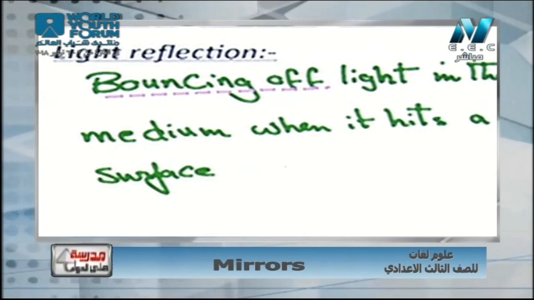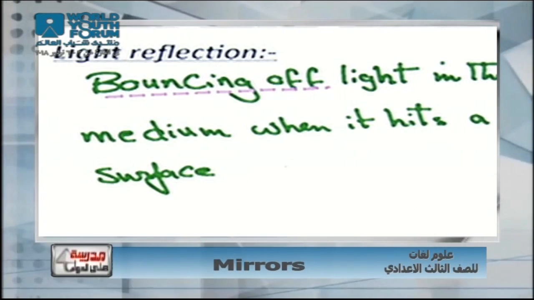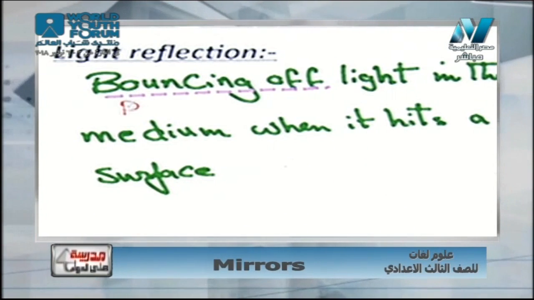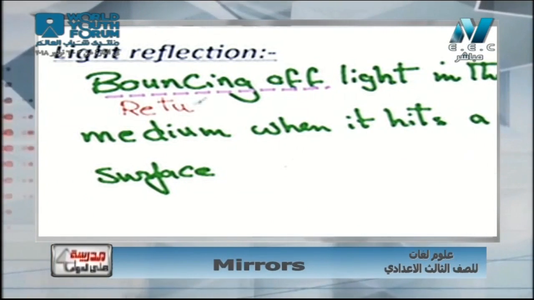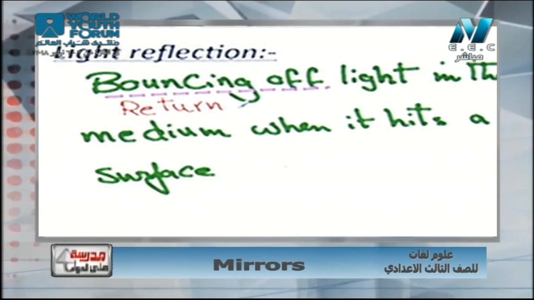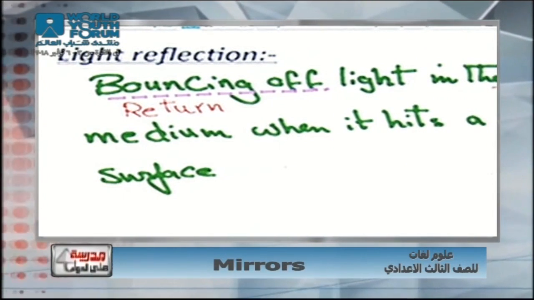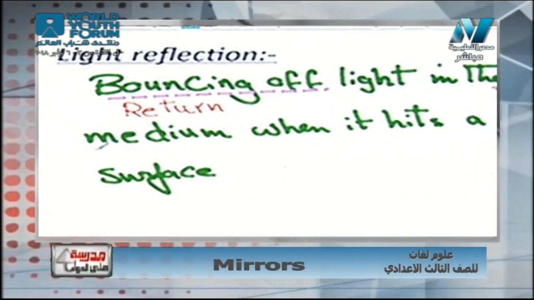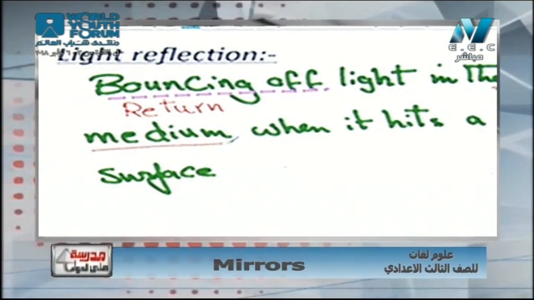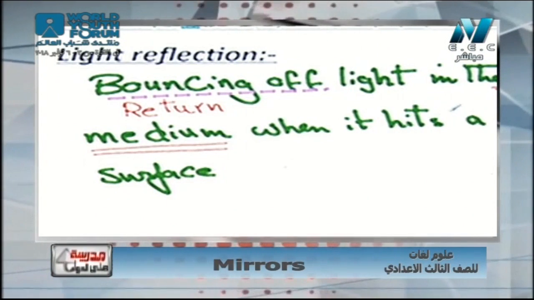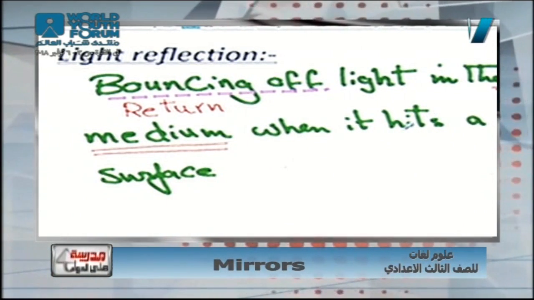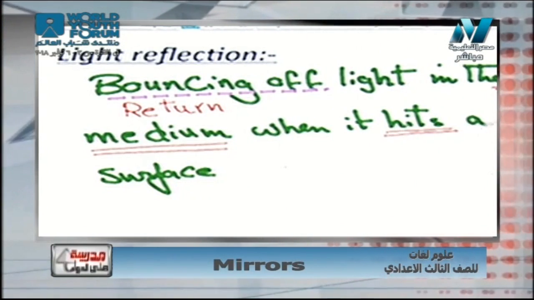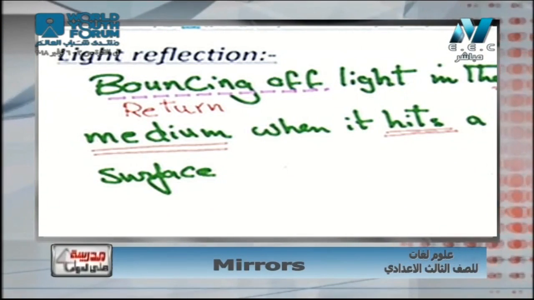What is meant by bouncing off? Here we can say bouncing off means return back, يعني رجع تاني. In the same medium, يعني light came from air, it will reflect or return back to air again. But we have another condition here. When it hits or falls, يعني نزل أو خبط, a reflecting surface.